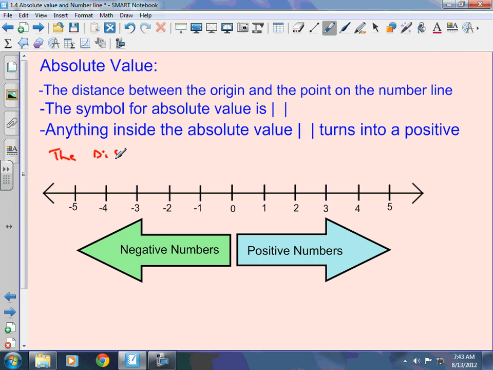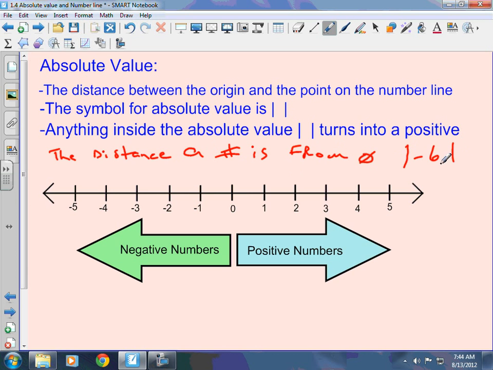The distance a number is from 0. Okay? The symbol for absolute value are these two lines. Now, anything inside the absolute value does turn into a positive number because it's the distance from 0. Distance is never positive or negative. It is the distance from 0.